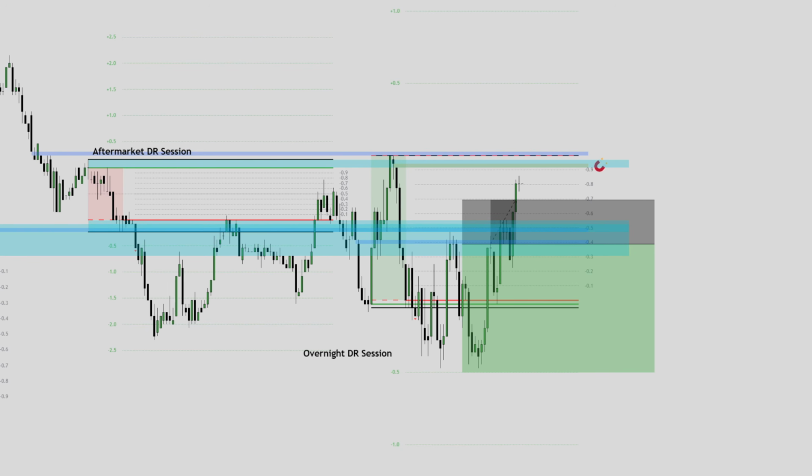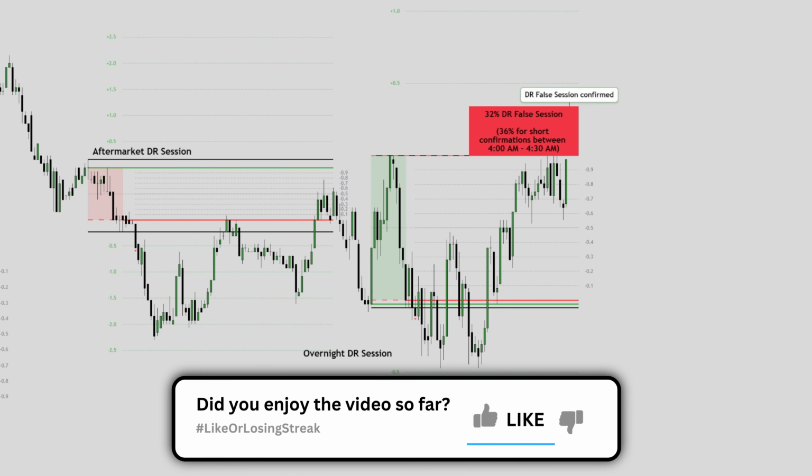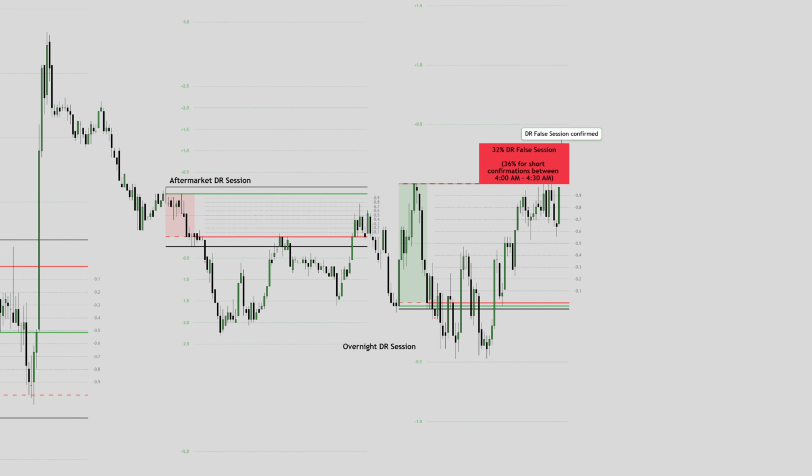Price drops lower but fails to make a new low before confirming a false session. Not really surprising when knowing that there was a 36% probability for that to happen, and the model constellation already gave indications of that, right? That's definitely a session that could have been avoided.